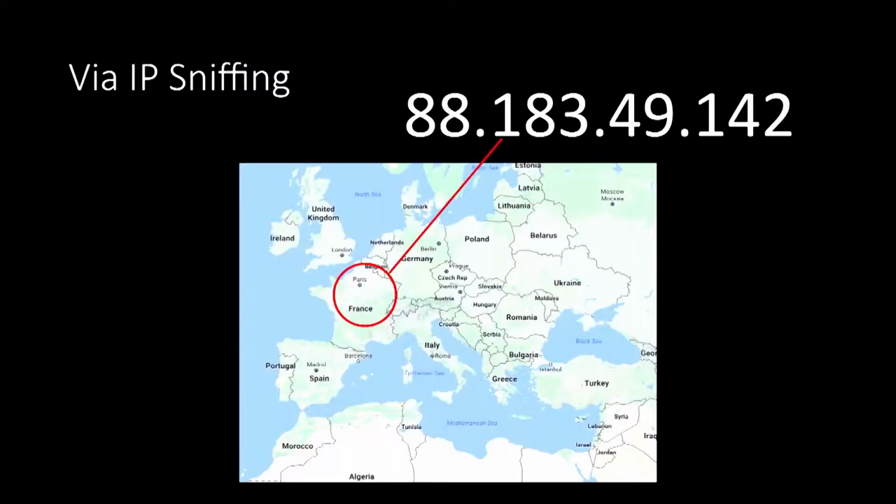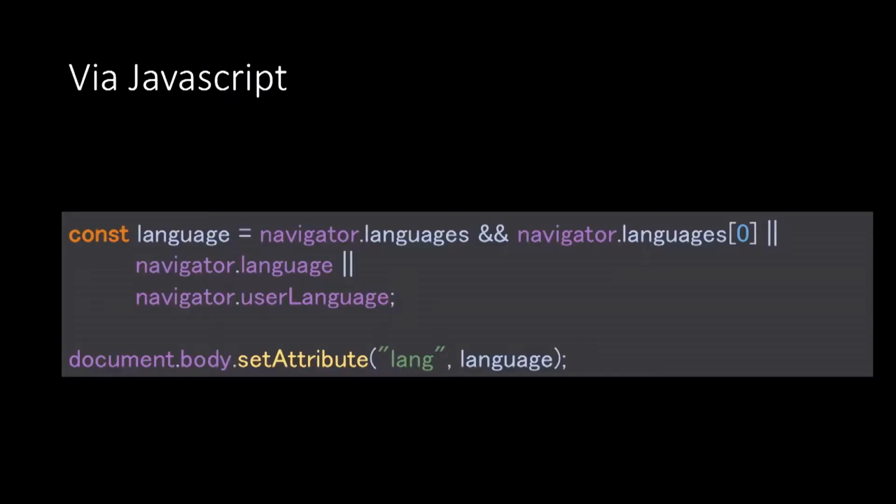We can also do it with IP sniffing, and you can see here this was geolocated to France. This is my IP when I was at my Airbnb. And you can also use JavaScript, and then you can just set the lang this way. This is basically the same as the Accept-Language, very similar. And this is actually something I'm going to be showing you guys how to use in conjunction with CSS, of course. And there's the Content-Language, but don't use that.